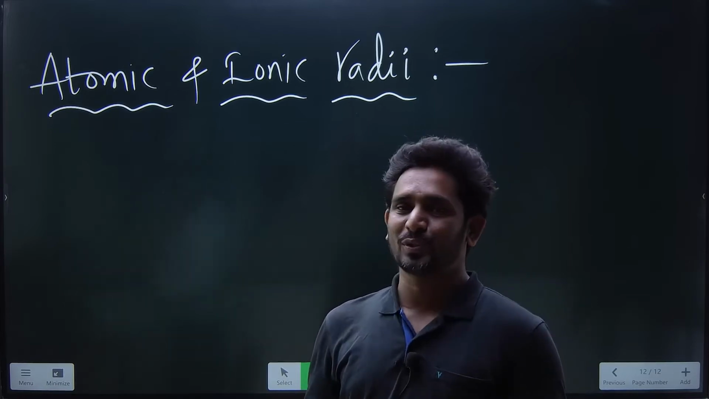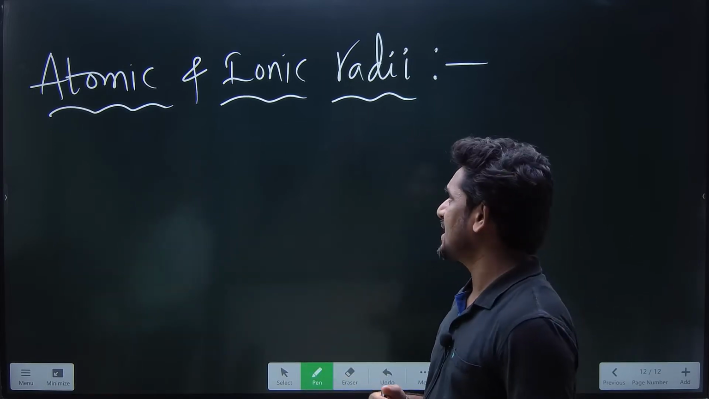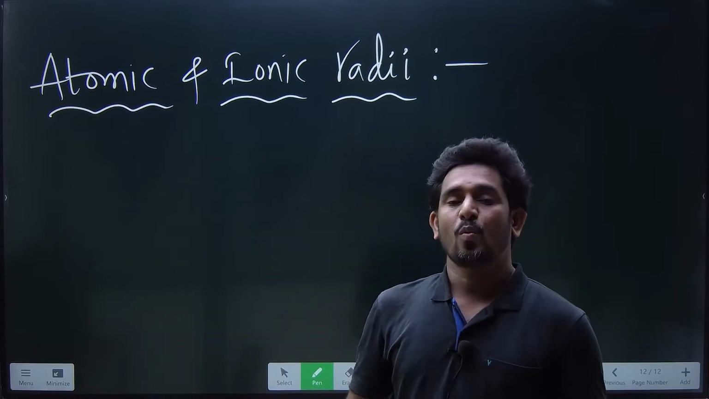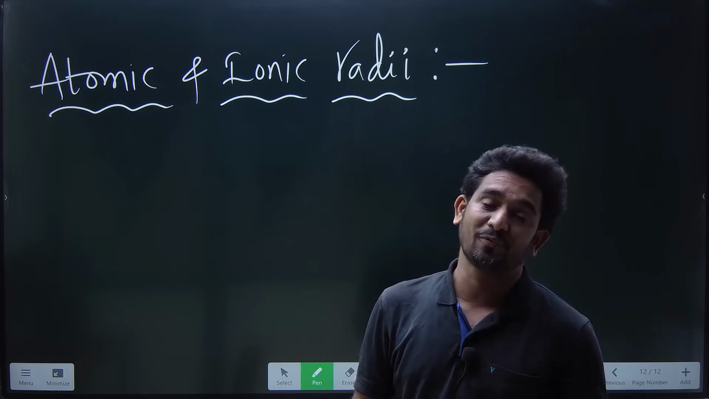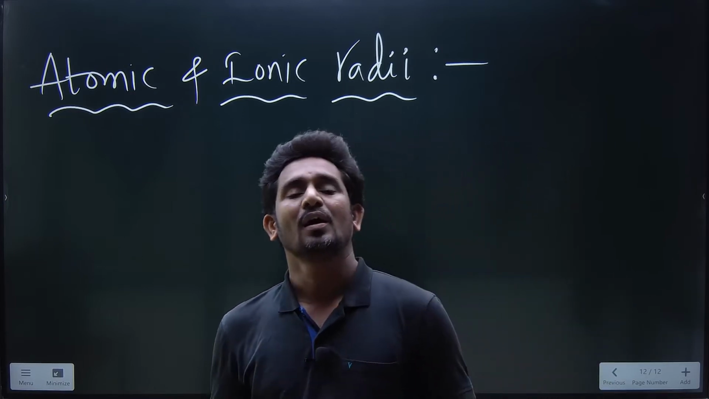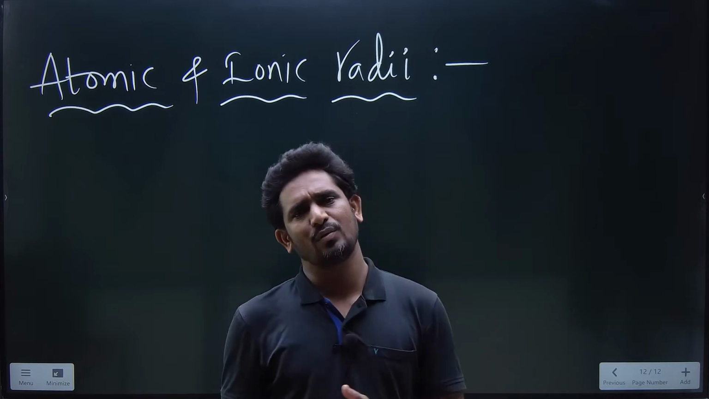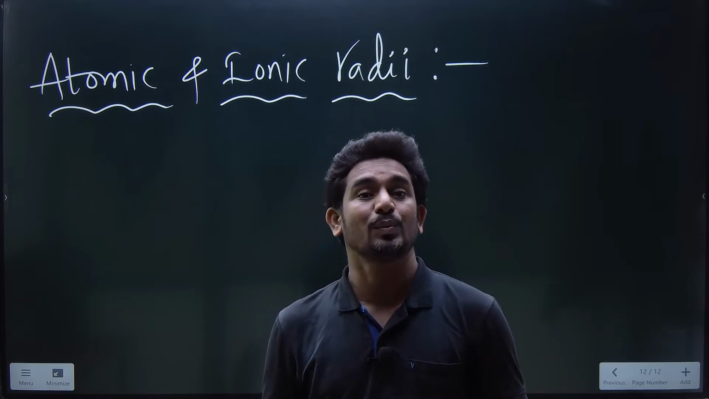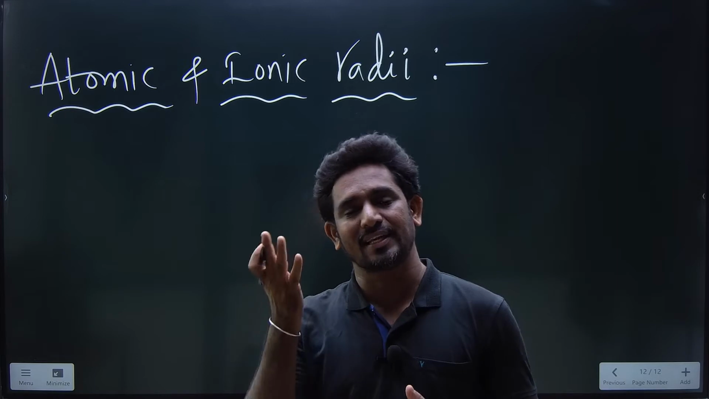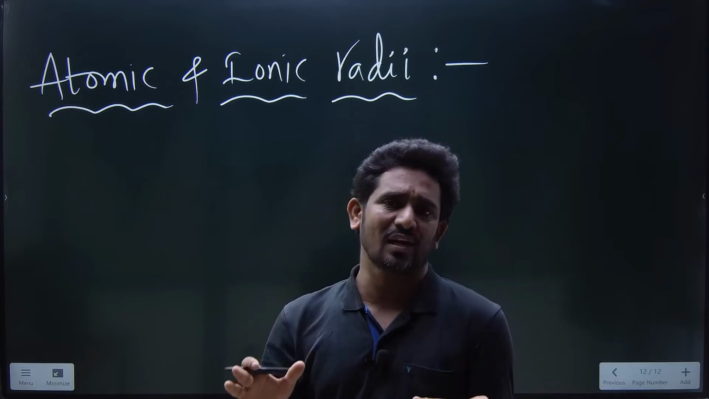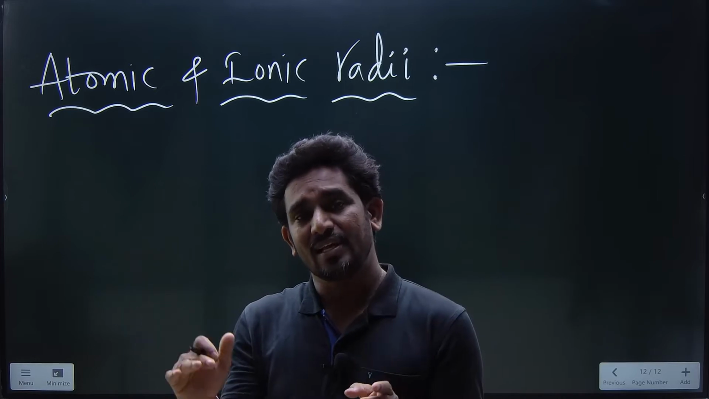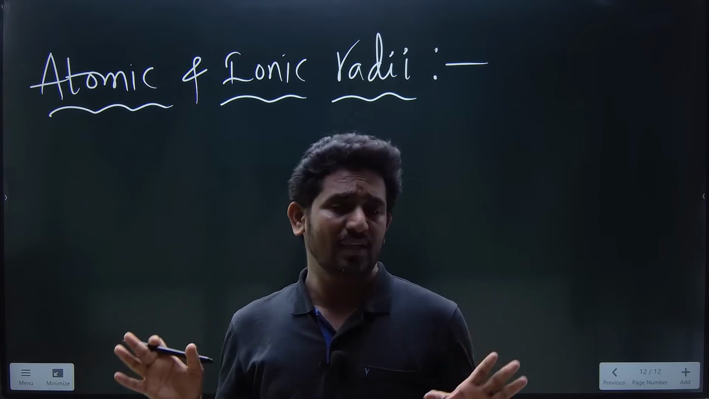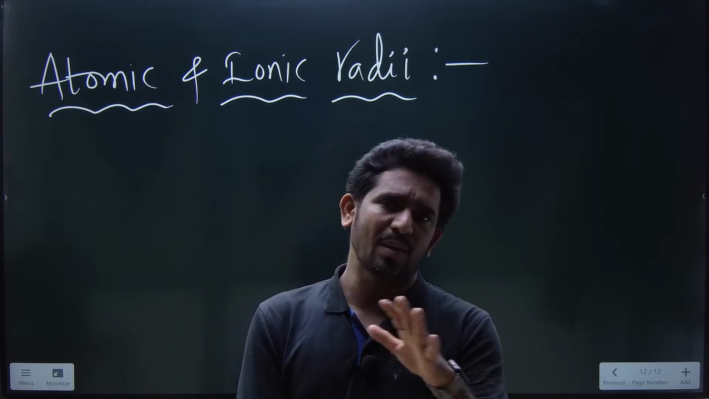In this class, I'm going to discuss a very important concept, that is atomic and ionic radii. Tell me, what happens from left to right in the periodic table to the radius? In general, you have already studied this in periodic properties. From left to right, atomic size decreases, and down the group, atomic size increases. This is in general, but there are some exceptions, which I'm going to discuss now.